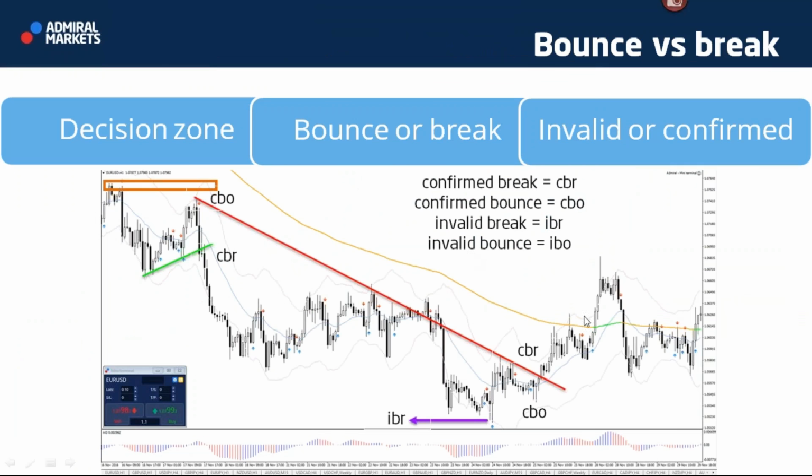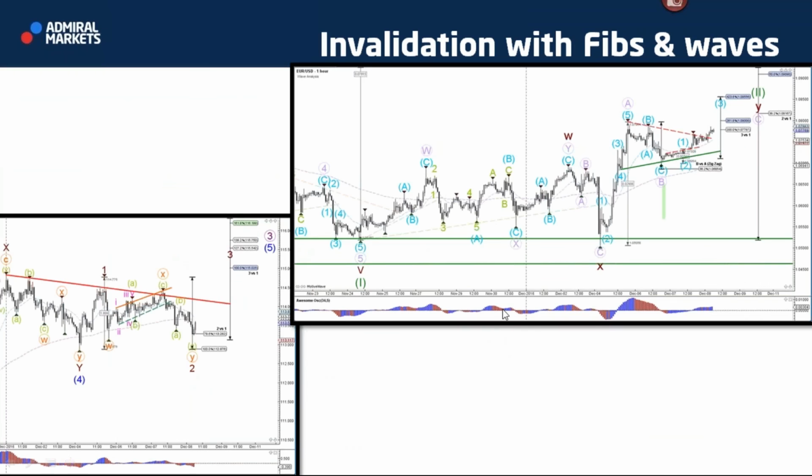I indeed use MAs for trend. You can see this is the 144 EMA close, indicating the downtrend. And one of my favorite methods indeed is using the MA for the trend. So for fibs and waves, in this case, both equally so.